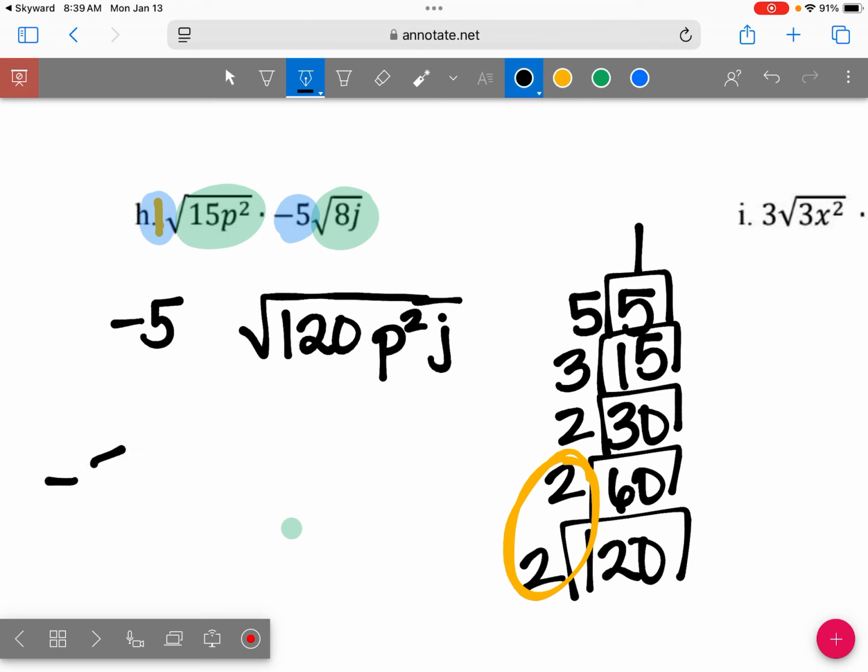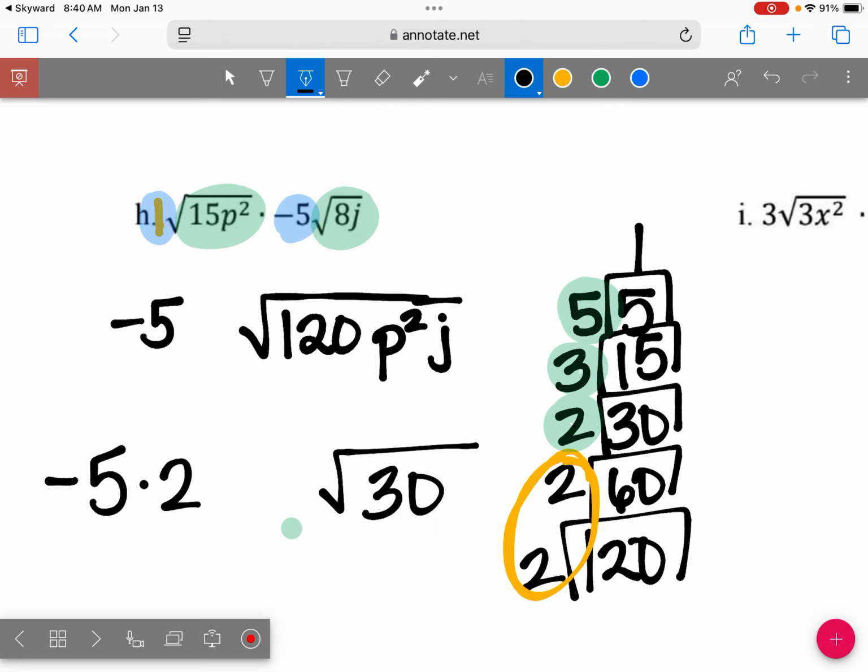So I have a -5 times 2 on the outside. And then under the radical, these 3 numbers that don't have a pair need to be multiplied together. So multiply 2 times 3 times 5. And that's the number that has to stay under the hood. So 2 times 3 times 5 is, what is it? 30.